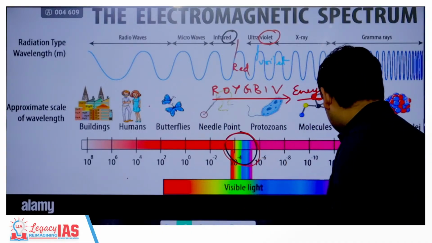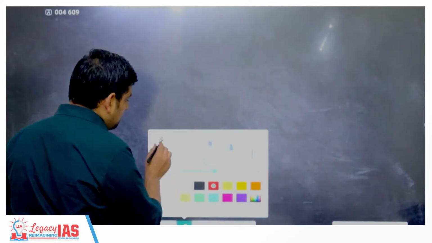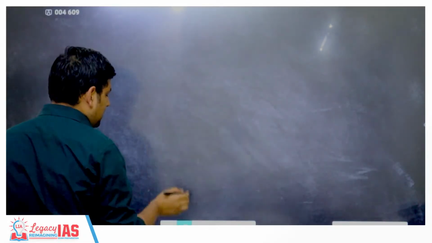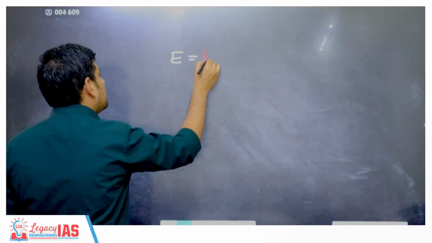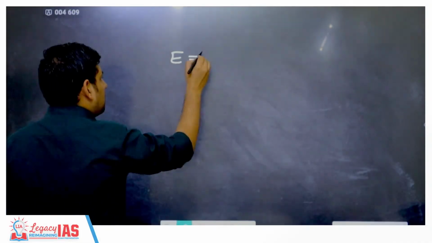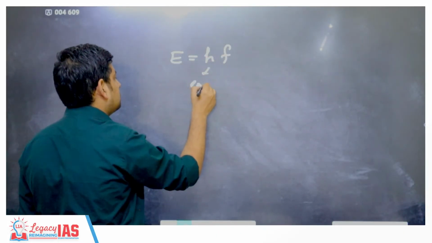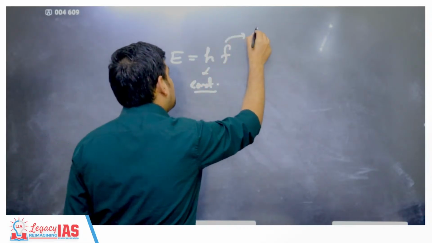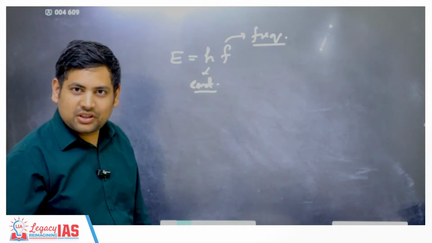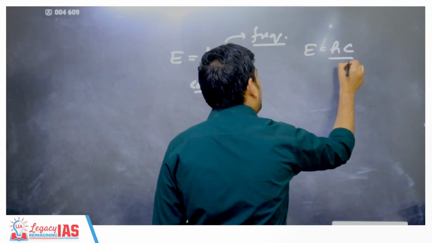Okay, now there are two formulas. You may not know them, but just it is good to understand them once. So one formula that we have is E = hf. h is a constant and f is actually frequency. So you understand, energy is directly proportional to frequency. One more formula you have is E = hc/λ.